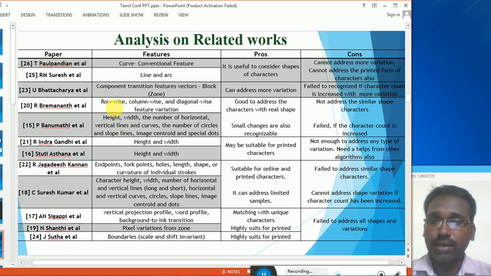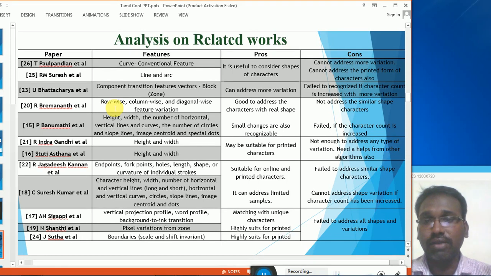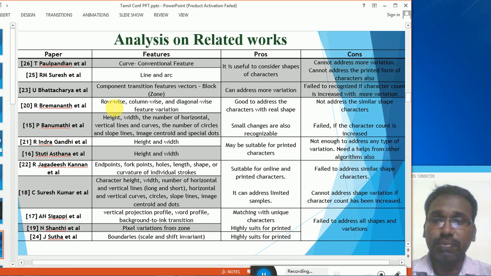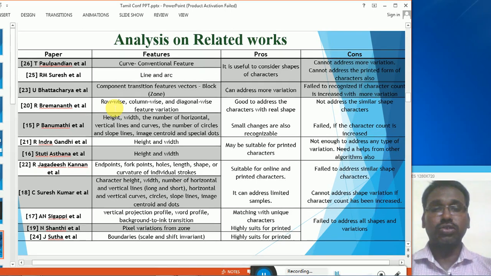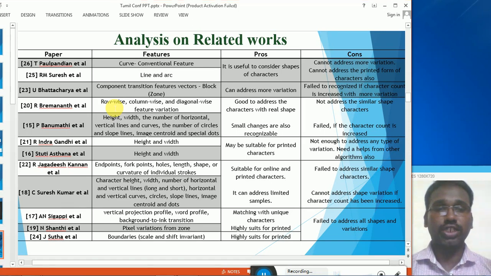In CAP, ma'am and her team used vertical projection profile, word profile, and background-to-ink transition, which are purely statistical features. Shandini ma'am and her team used pixel variation from zones, which is also a statistical feature, and Sudha ma'am used boundaries, that is scale-invariant features, also statistical. This is highly suitable for printed characters and matching with unit characters. Some of these features I have already tested in my research. It is highly suitable for print, but it cannot address all shape variations.